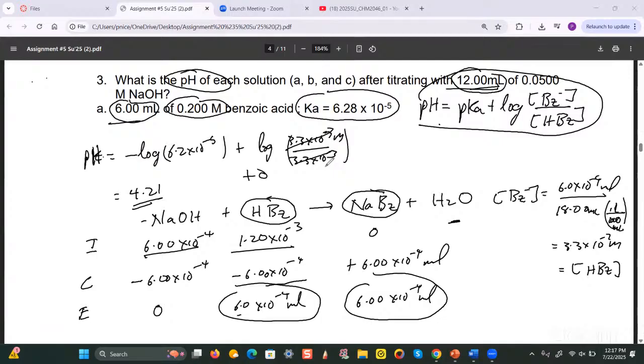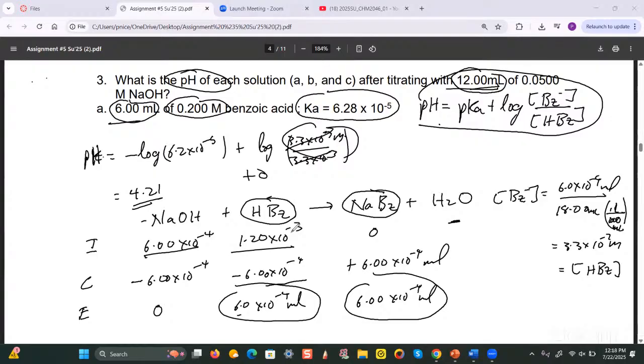Once you find the moles, you don't have to change it to molarity again for 18 mL. You do need a molarity to get the final pH in terms of the Henderson-Hasselbalch equation here. But apart from that, you don't have to calculate the molarity. Okay, any other questions?